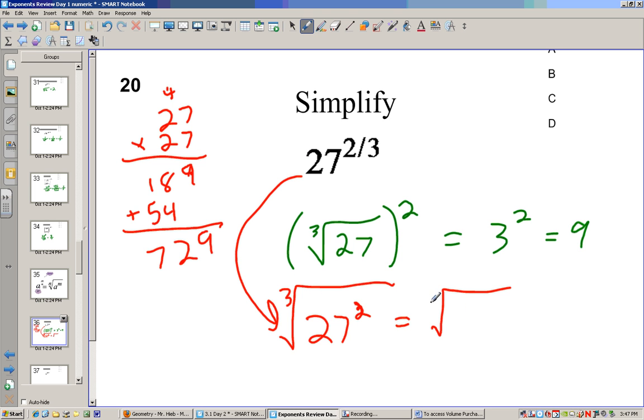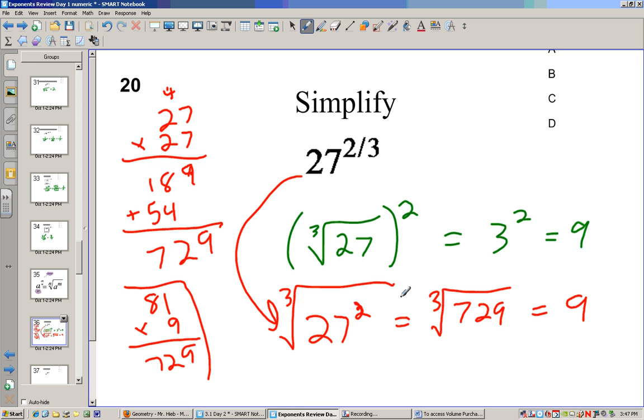Now if I take the cubed root of 729, I'm pretty sure that we'll get 9. To check it, 9 times 9 is 81. 81 times 9 should be 729. Looks good. So you can do them in either way. Either you can do the cubed root first or square it first. As you can see, in this instance, it was easier to do the cubed root first.